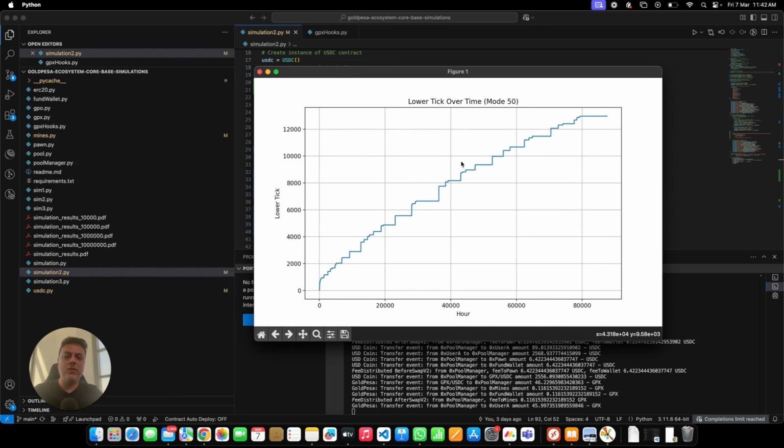And this is something we'll get into a little bit later, but this is part of our GoldPesa liquidity protocol where we use a demand-based release of supply. And what that means is that over time, we increase the range on Uniswap V4. And what this really means is as this is going up, more GPX tokens are being released into the market. So the higher this number, the higher the amount of GPX that's being released into the market.